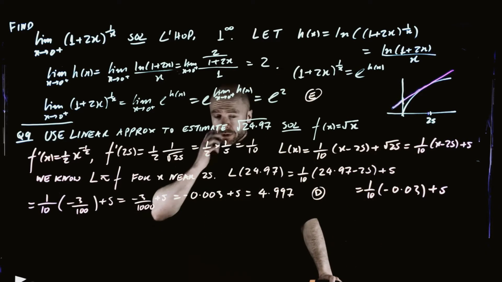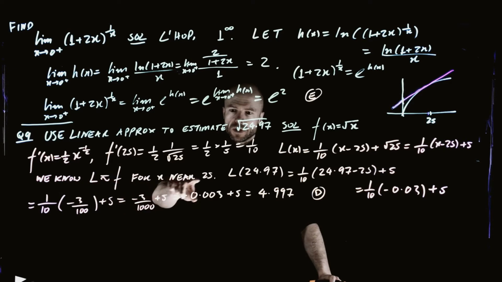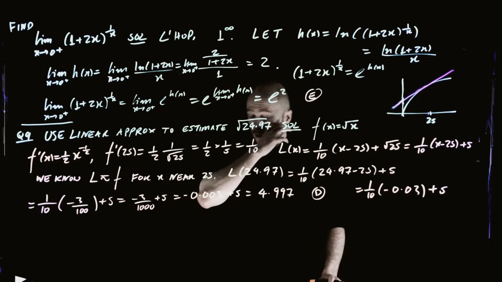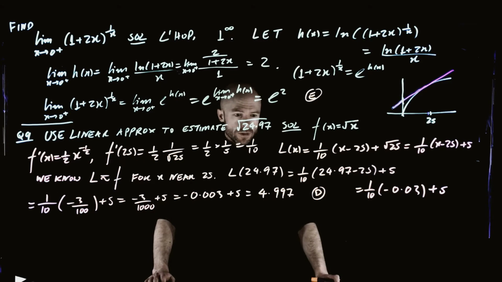And then we remind ourselves what we're actually doing. Well, the principle is that the linearization is very close to the function for numbers close to 25. So we just plug in this number close to 25 to the linearization, and then we just do the calculation. We get out this answer. Cool.